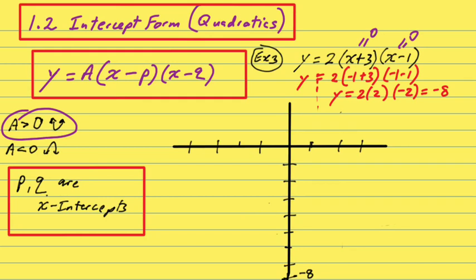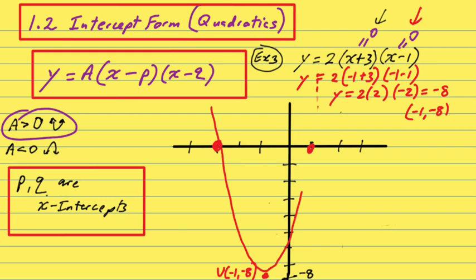What made this first part 0 was negative 3. So I know it goes through negative 3, 0. What made this part 0 was 1. So I know it goes through 1, 0. When I put in a negative 1, I get out a negative 8. So negative 1, negative 8 is the vertex. And this is going to open upward.